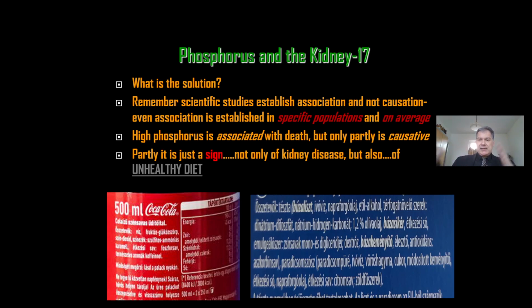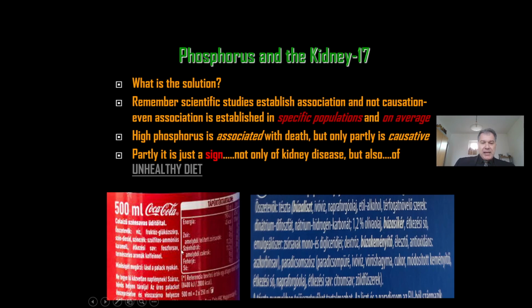So let's put this in perspective. Yes, high phosphorus is associated with death, but it may not in itself cause death. It is partly a sign of something else that is going on in the background. For instance, high phosphorus may be a sign that you are not eating the right things. Okay? So, if this is part of the equation, then let's investigate if this actually is the case. Okay? So, what do you see here?